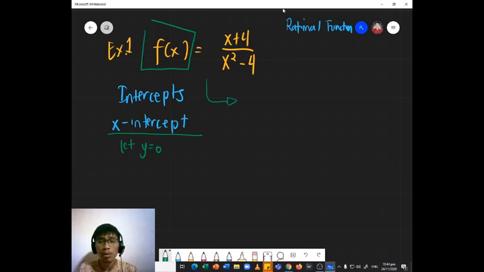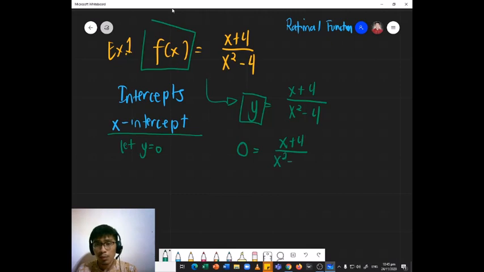So we can convert this problem into y is equal to x plus 4 all over x squared minus 4. Again, f of x is basically equal to y because y is the output. Now in order for us to find the x-intercept, we need to let y be equal to 0, meaning we substitute this y with 0. So it will become 0 is equal to x plus 4 all over x squared minus 4. You simply let y be equal to 0.